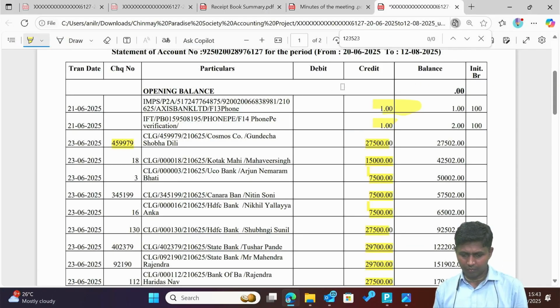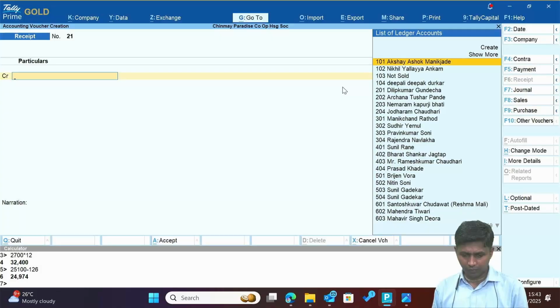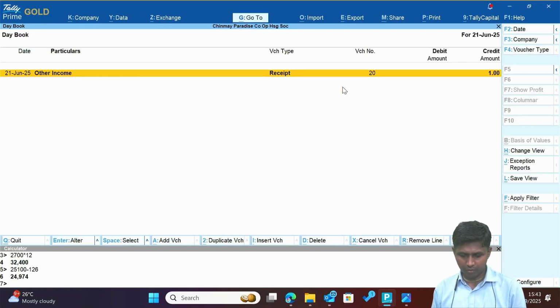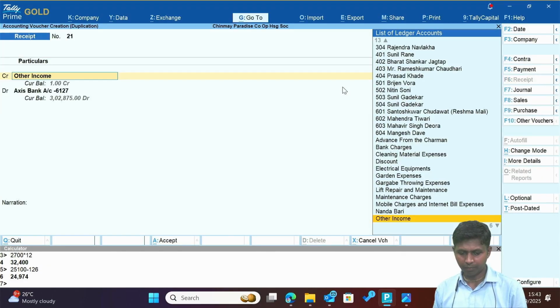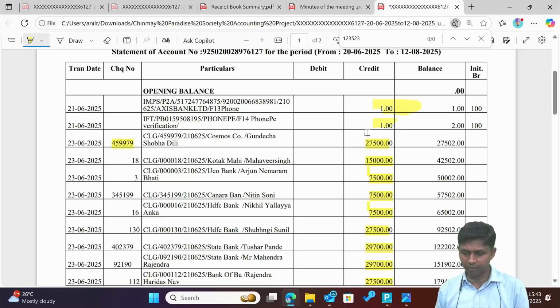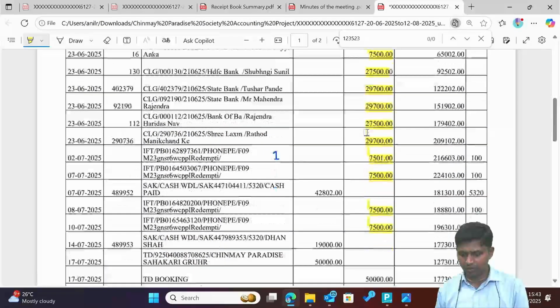We require only 10 more minutes to complete this project. Then display day book. This 1 rupee one more time. Therefore, duplicate it with the help of Alt 2 and accept it. No need to change the date because on the same date we have got it. The second rupee. Yes, this is over.